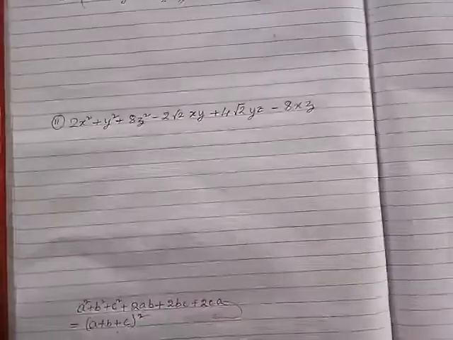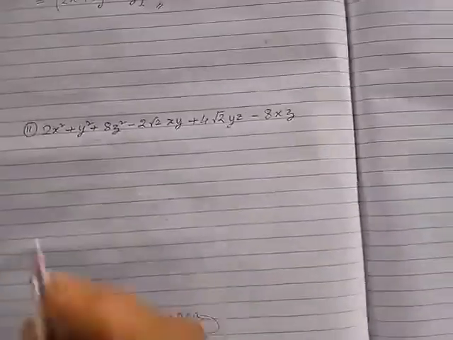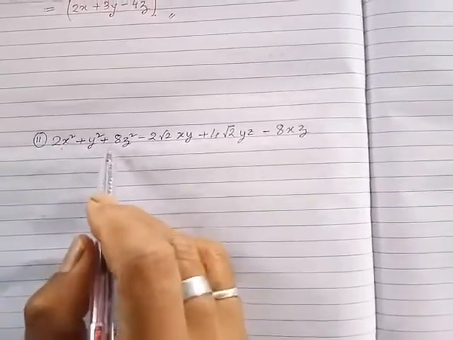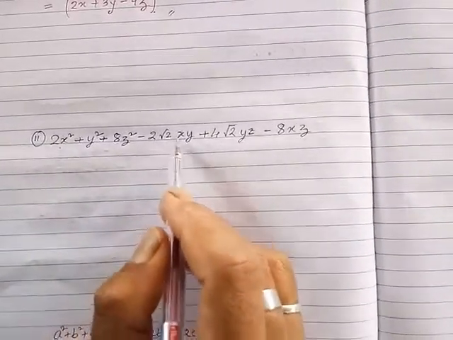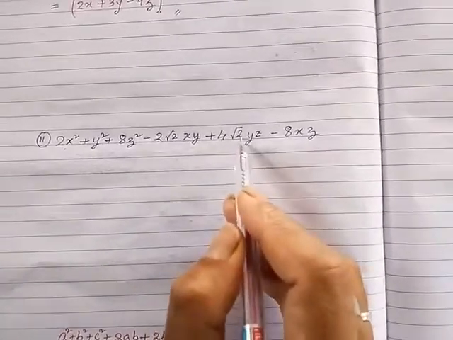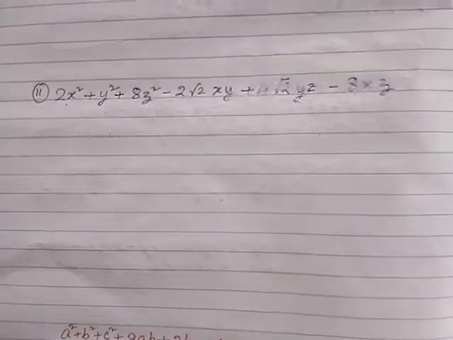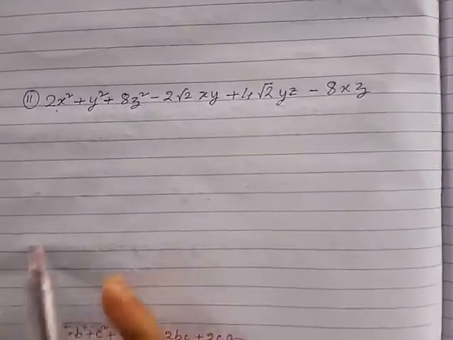Similarly, the second question, number 5(2). Here the expression is 2x² + y² + 8z² − 2√2xy + 4√2yz − 8xz. So let us factorize it.